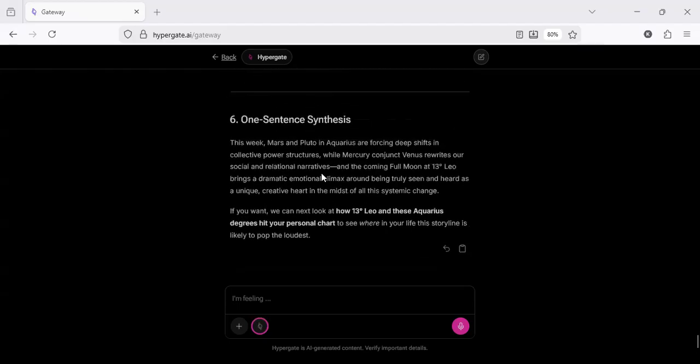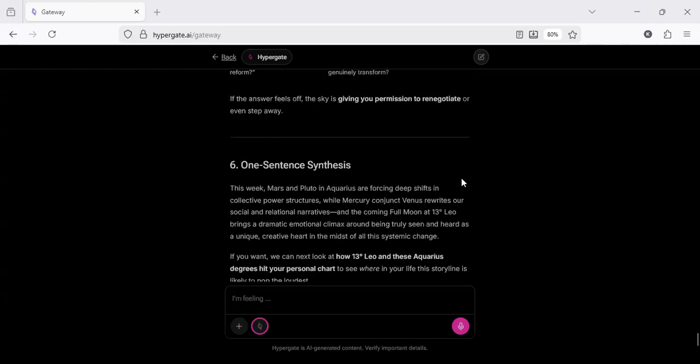All right, one sentence synthesis. This week, Mars, Pluto, Aquarius are forcing deep shifts in collective power structures, while Mercury conjunct Venus rewrites our social and relational narratives, and the coming full moon at 13 Leo brings a dramatic emotional climax around being truly seen and heard as a unique creative heart in the midst of all this systematic change. Okay. All right. Anyway, that is cool. I just wanted to share that with you, and then let's get back over to the chart.